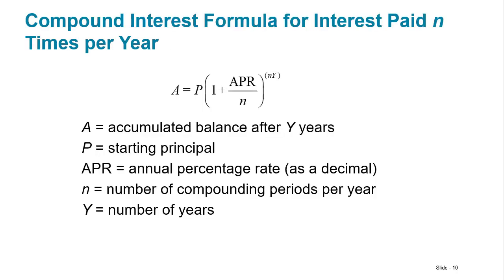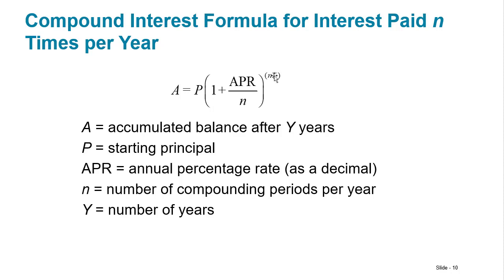So a more advanced compound interest formula that we use whenever the compounding happens more than once per year, you can see is very similar to the other formula. All we did is take the APR and divide it by n, because we now have to divide it up by how many compounds we have per year, right? If it's quarterly, it's 4. If it's monthly, it's 12. If it's daily, it's 365, that kind of thing.